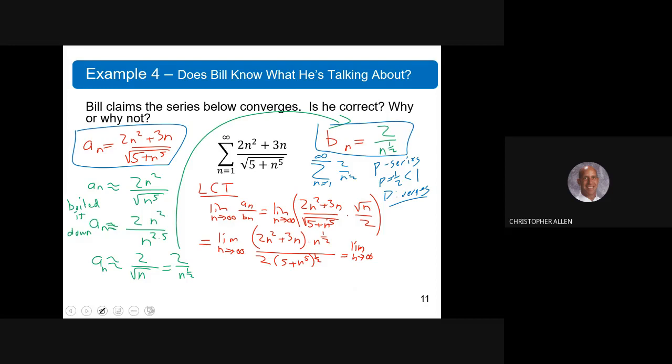So the 2 stays a 2, right? But now we've got 2, which is the same thing as 4 over 2, plus 1/2, which would be 5 over 2. So this is going to be n to the 5 over 2, plus 3n to the 3 over 2. The denominator is still just 2 times (5 plus n to the 5th) to the 1/2. So that's unfortunately not doing us a whole lot of good here.